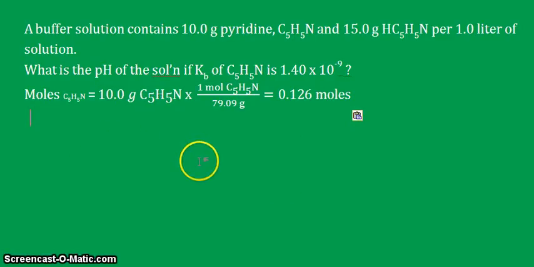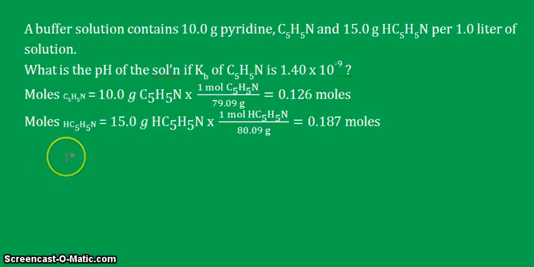Then we calculate the number of moles of your conjugate acid. For the number of moles of your conjugate acid, we have 15 grams of the acid divided by its molar mass, of course, as I've mentioned earlier. So you simply add one additional hydrogen, so that becomes 80.09 grams per mole of the said conjugate acid. So when you do the calculation, you will arrive at 0.187 moles. Now you have the moles of your pyridine, which is the base, and the moles of the conjugate acid.